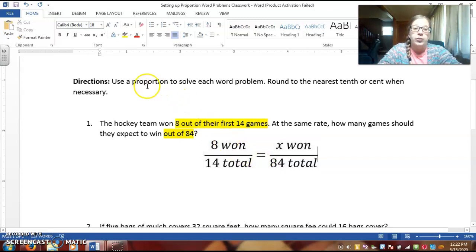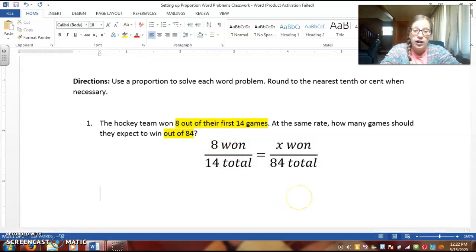In this situation, you would use your cross multiplication and start to solve. If you solved it correctly, you should be able to tell me what X equals in the end. How many games have they won out of 84? Okay, that's question number 1.